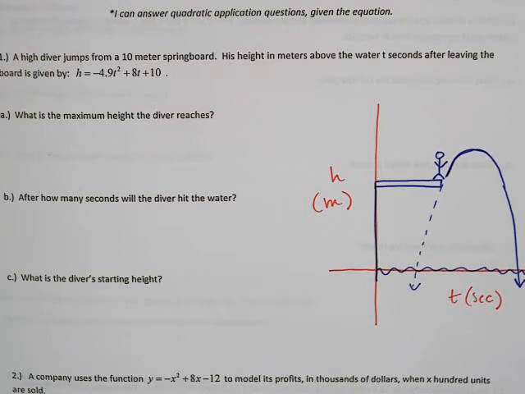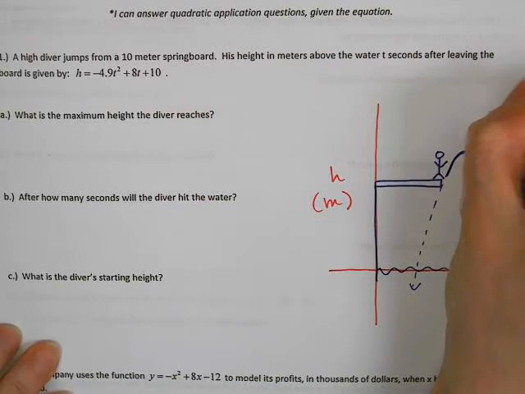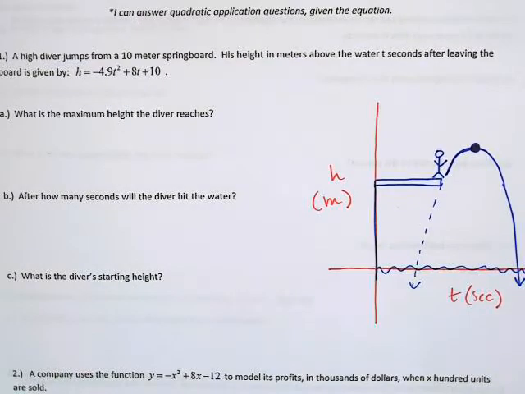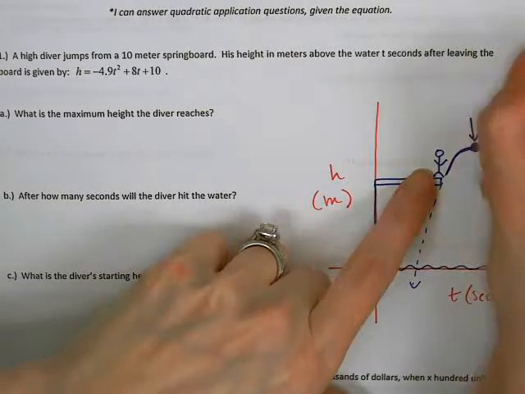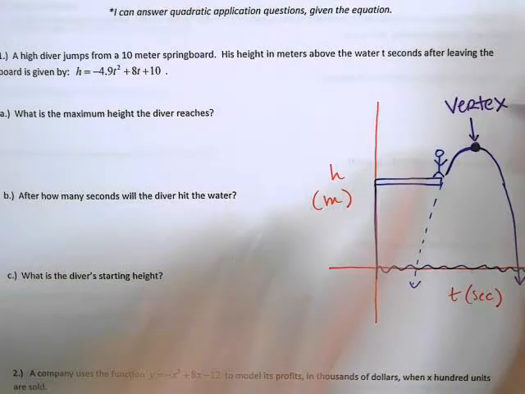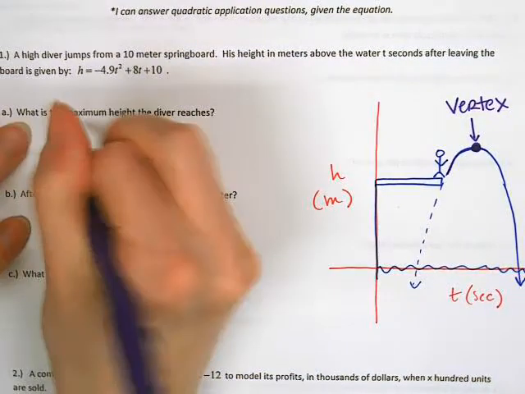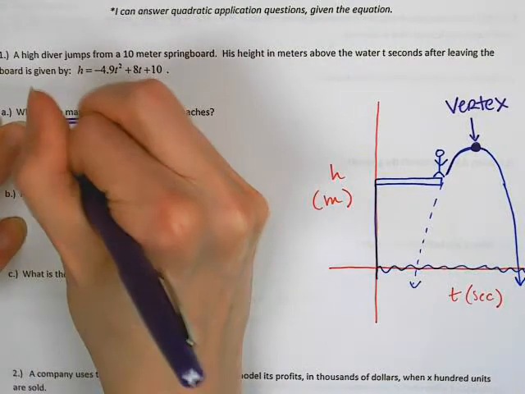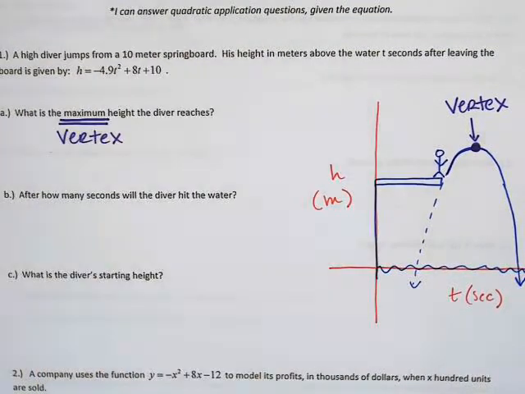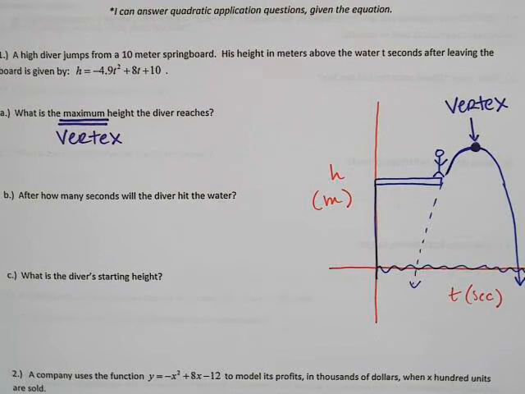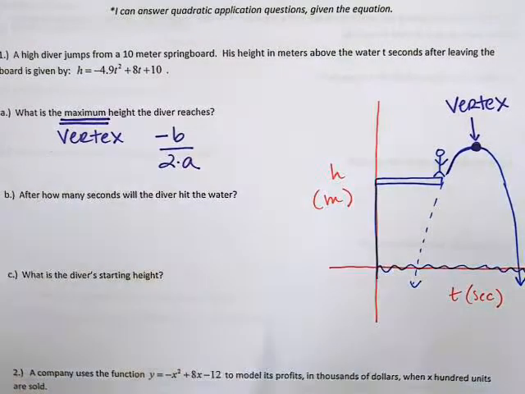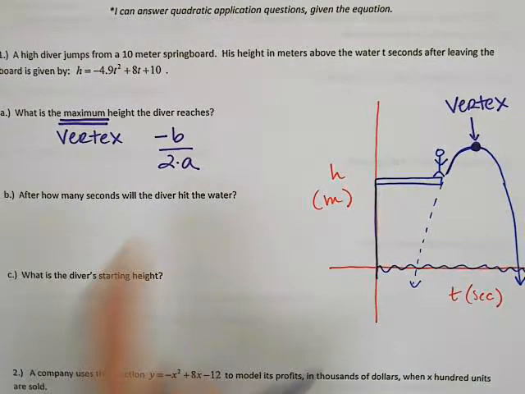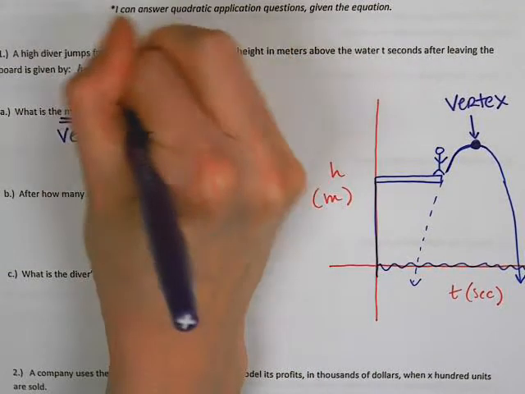Okay, so part A, what is the maximum height the diver reaches? That's talking about what key vocab word of a parabola? What is that maximum called? I hope you guys are saying that is called the vertex. Whenever it says max or min, it's really just asking for the vertex. So if it's asking for the vertex, that's our negative b over 2 times a. Go ahead and do that for this equation here.